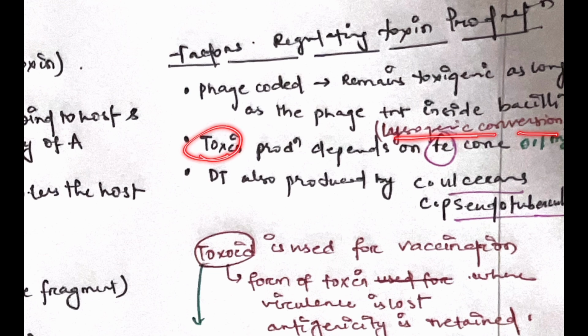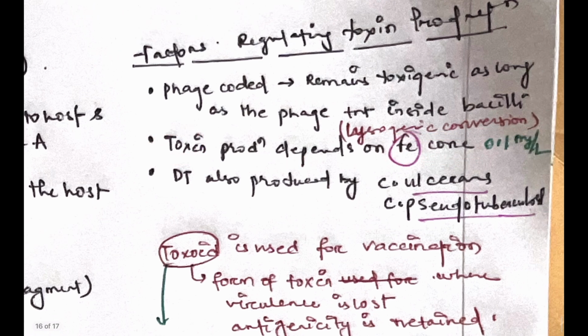Now toxin production also depends upon the iron concentration, that is 0.1 milligram per liter. So this depends upon iron concentration, and this diphtheria toxin is also produced by two other species, that is Corynebacterium ulcerans and Corynebacterium pseudotuberculosis.